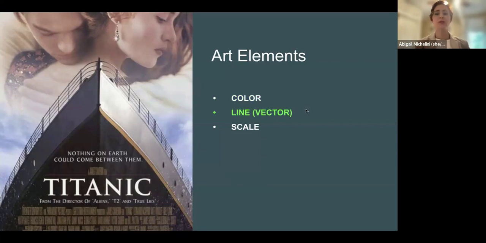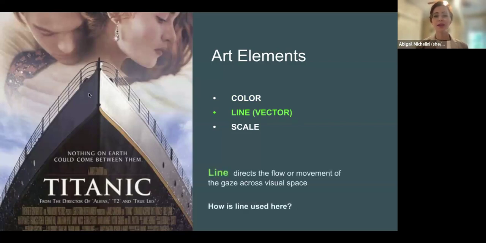The next thing we're going to look at with this same movie poster is line. Where do you see the lines, the literal lines on the movie poster working for the message? I can see a couple of things. One, I kind of already mentioned, the ship itself is pointing to separate them. Nothing on earth could come between them, but the ship, if it kept going, would cut them in half, right?